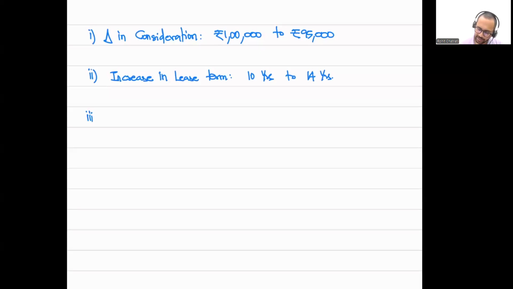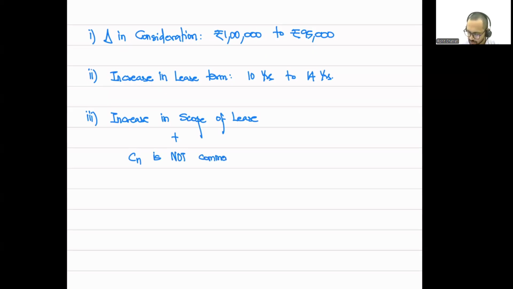And the third example that we just did is where there's an increase in the scope of lease and the consideration is not commensurate to the standalone price. In this case as well, we calculated the lease liability and gave a corresponding adjustment to the ROU asset. This was an example where we took 5 floors to 7 floors, but the incremental 3 lakhs is not commensurate. Therefore, we calculated the revised lease liability as the present value of the expected lease payment of 13 lakhs and gave a corresponding adjustment to ROU asset.